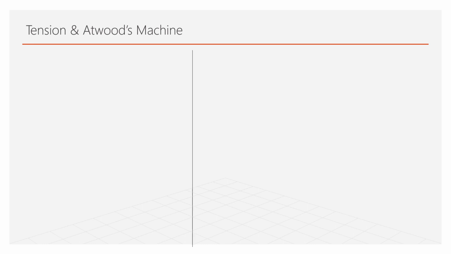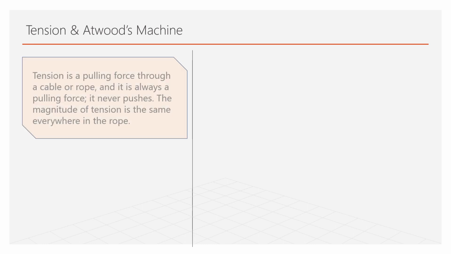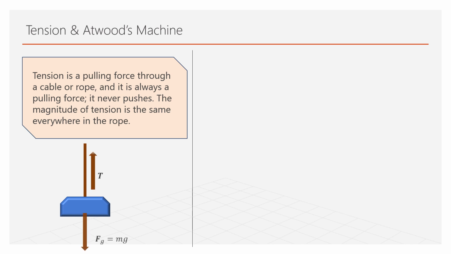Let's now look at tension as a force and Atwood's machine as an example problem. Tension is a pulling force through a cable or a rope, and it is always a pulling force. It never pushes. The magnitude of tension is the same everywhere in a rope. Here is a blue object that is pulled through a rope. Because the object is on the earth, it also has weight, mg. If we take up to be positive, the equation of motion for this object is tension minus the weight is the object's mass times its acceleration.